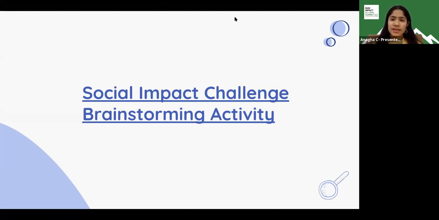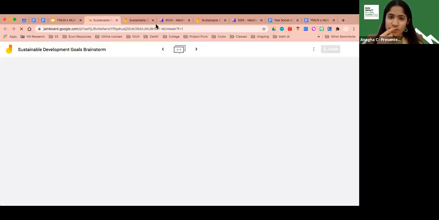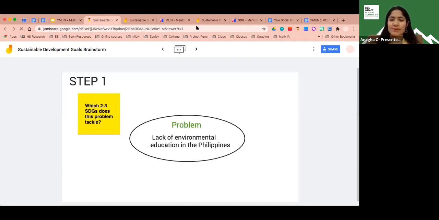So my sister will send the link to another Jamboard. It's the same one from before, so if you have that open, we're now on page 2. At the very top you can move pages. So while it loads, everyone can open it.